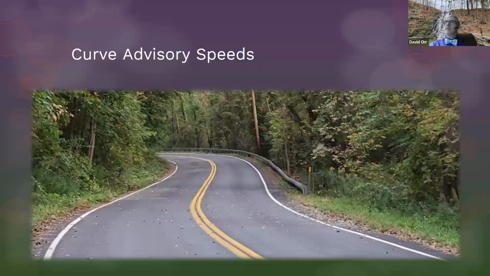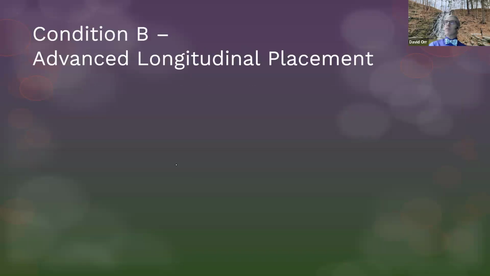So how do we do advisory speeds? Well, there are tons of methods out there, okay? Where do you put the sign up?